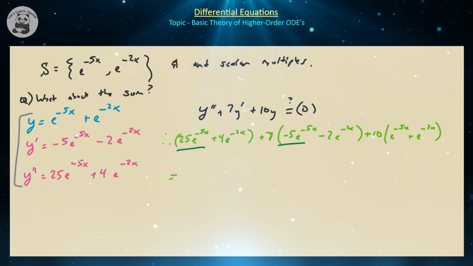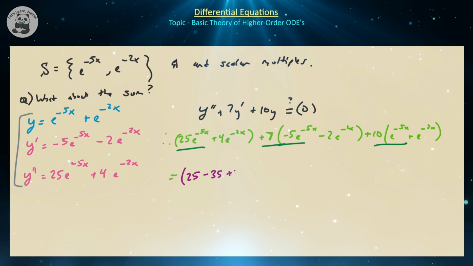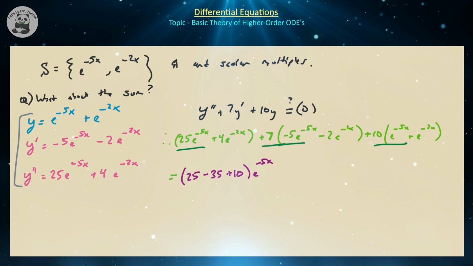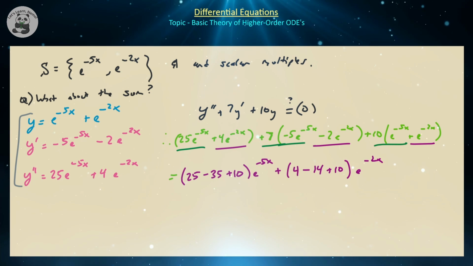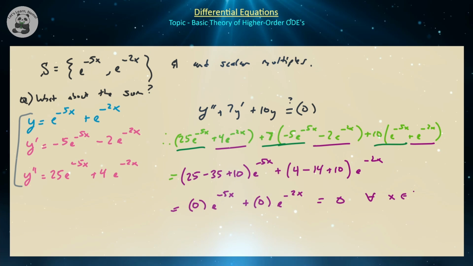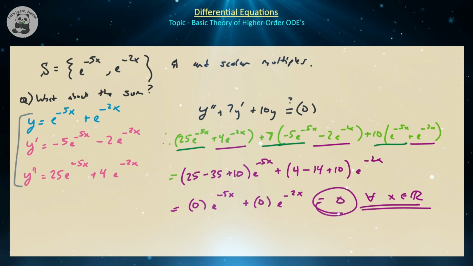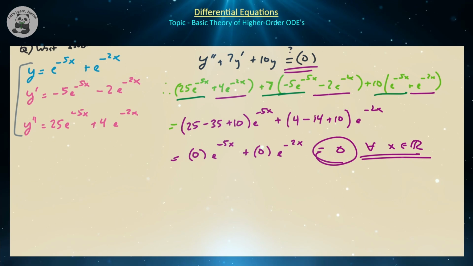So what I want to do is group my e to the minus 5x terms together. That's going to give me 25, so 7 times minus 5, that's going to be minus 35, and then plus 10 e to the minus 5x. And then we're going to be grouping our e to the minus 2x terms together. So that's going to be plus 4, 7 times minus 2 is minus 14, and then plus 10 e to the minus 2x. So those constants added together is going to be 0 e to the minus 5x, and then plus 0 e to the minus 2x, which is going to be equal to 0 for all values x in the associated domain. So it gives us 0, which is the right-hand side of that second order differential equation.